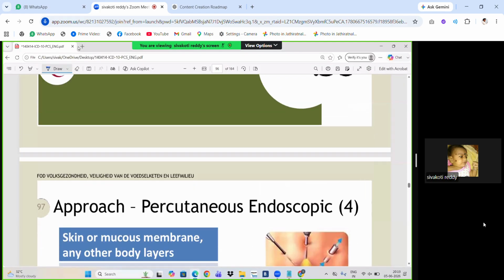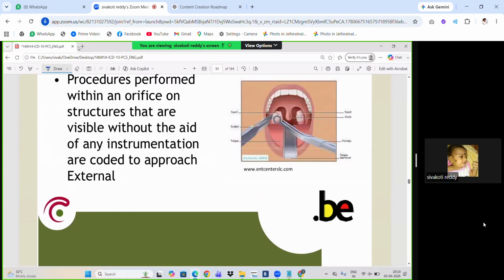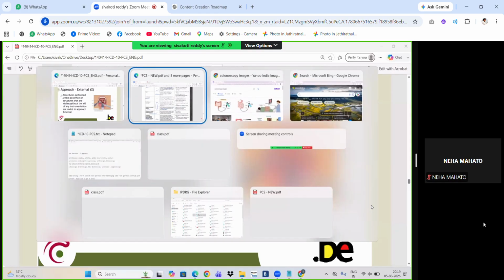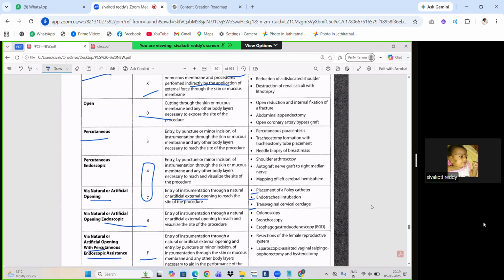Here, check: external is a procedure performed within an orifice on structures that are visible without the aid of any instrumentation, which means if you open it. So read all the approaches one more time. It is very important in PCS code identification, guys.